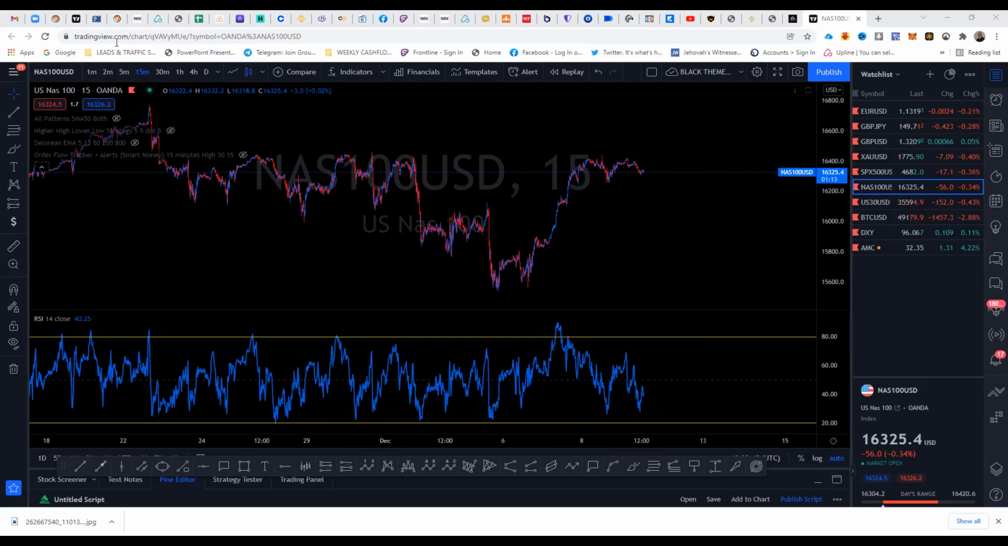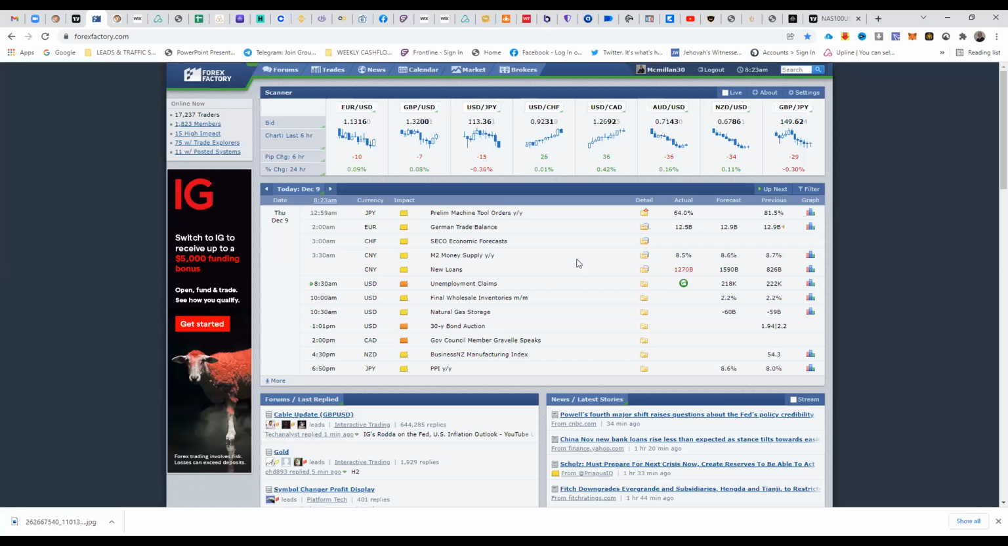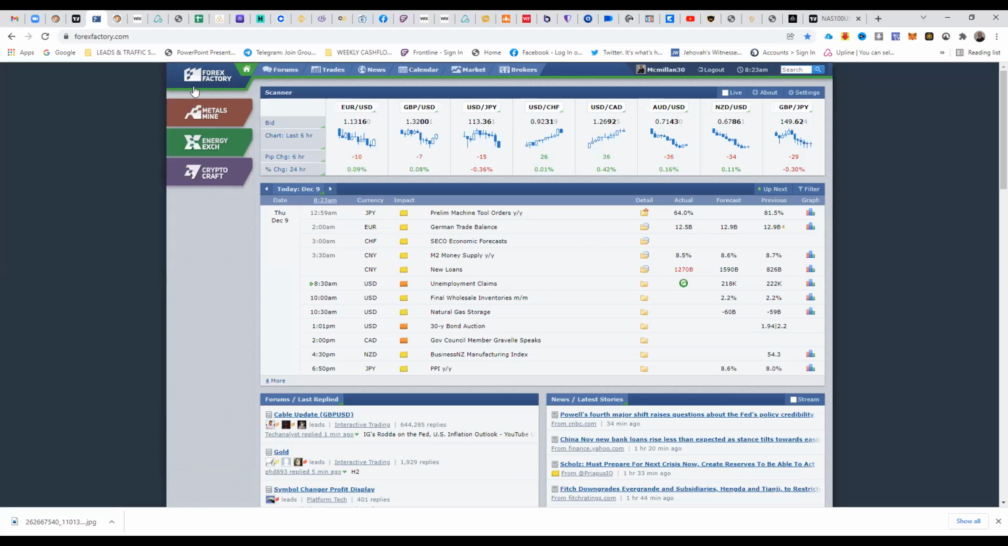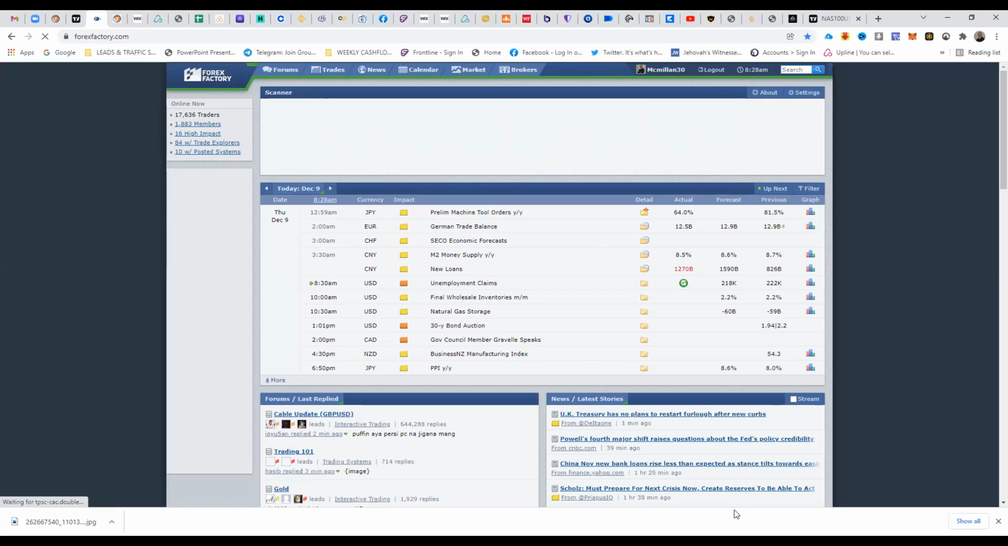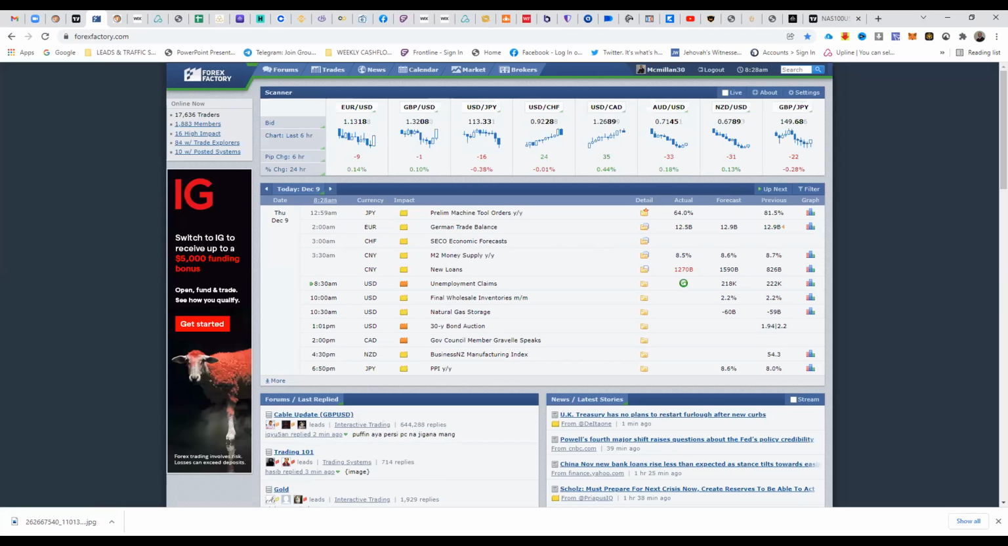To get started, we're going to check Forex Factory and see what the news is about. We can see the New York session pretty much just started, but it's saying once again that the USD is going to be under major news starting at 8:30. And then the Canadian dollar is going to be under some major news starting at 2 p.m. this afternoon.